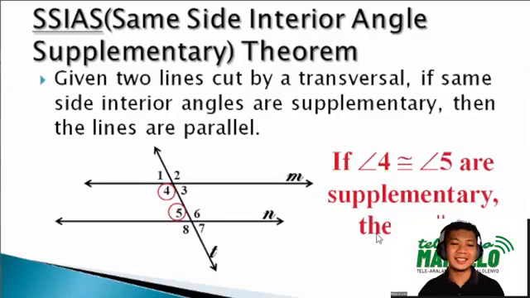Did you answer angle 3 and angle 6? If angle 3 and angle 6 are supplementary, then line M is parallel to line N. Please take note of my correction. We will not use the symbol congruent.